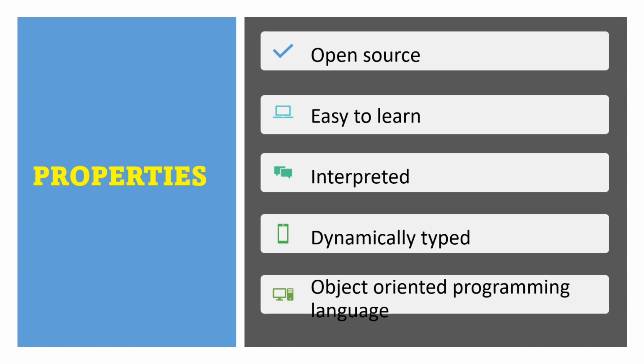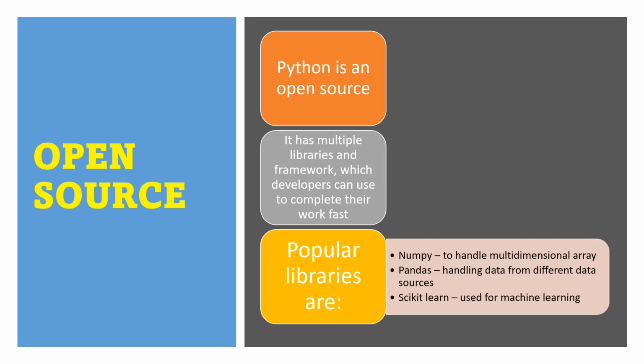Let's get to know about them briefly. Python is open source. Open source software is code that is designed to be publicly accessible. It's nothing but anyone can see, modify, and distribute the code. It has multiple libraries and frameworks which developers can use to complete their work fast. Libraries are nothing but bundles of code that can be used by the programmer. So it makes Python programming simpler and more convenient for the programmer.